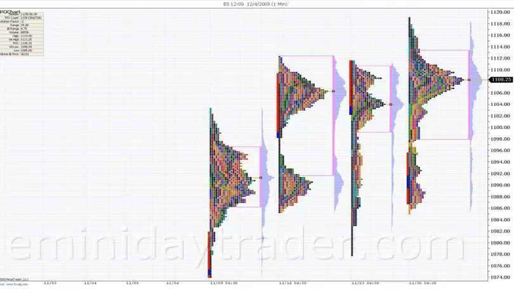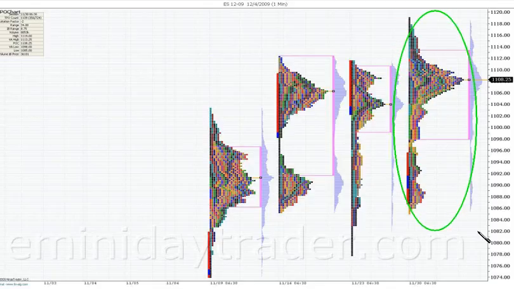Hi, here's a look at the market through one of the tools that we use at eMiniDayTrader.com, which is the overlay profiles. What we're looking at right here is a market profile and volume profile for the entire week. And as you can see, it also shows the preceding 3 weeks.